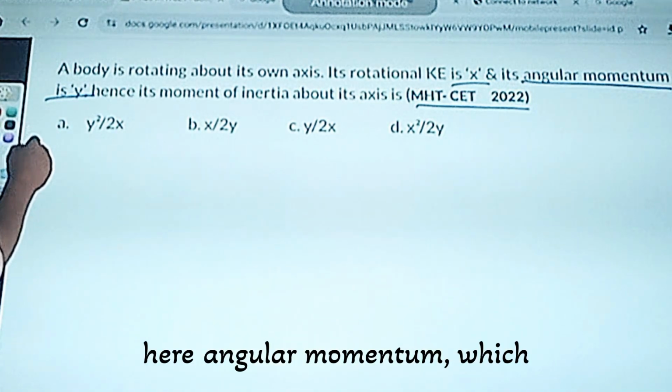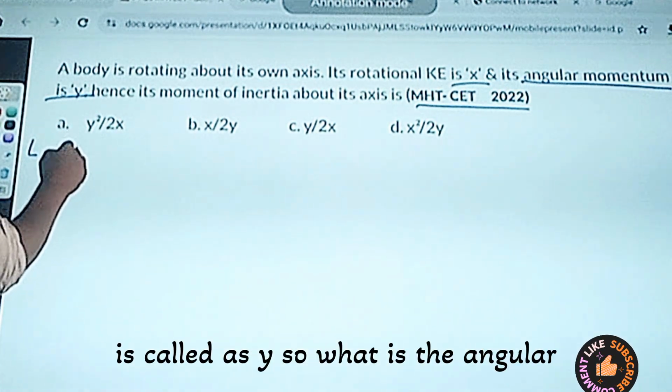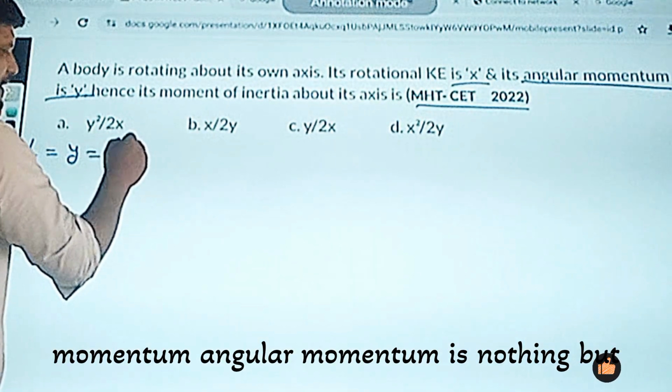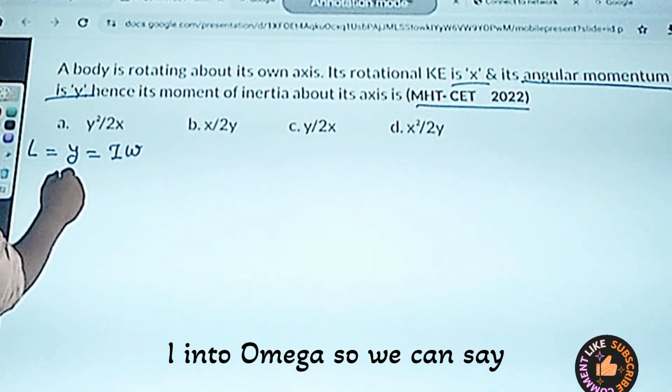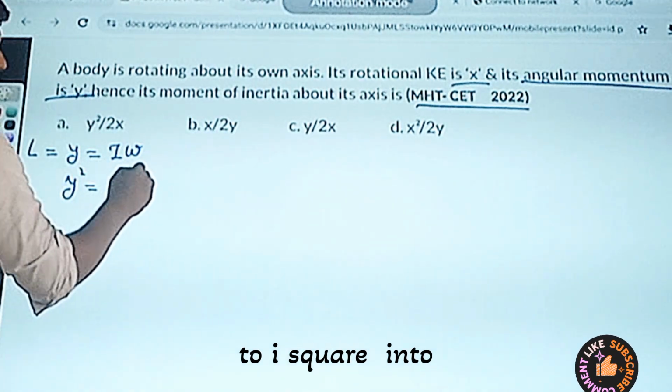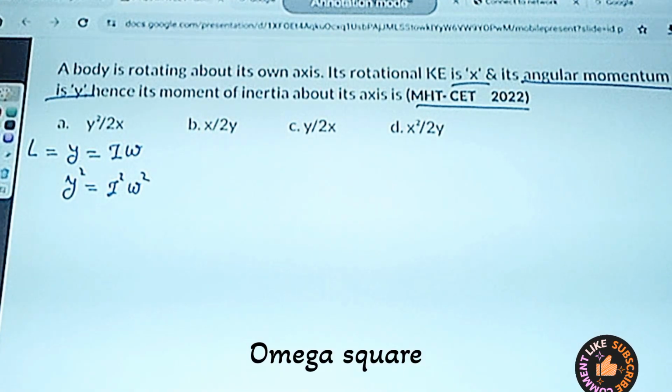So what is given here? Here angular momentum, which is called y. So what is angular momentum? Angular momentum is nothing but I into omega. So we can say that y square is equal to I square into omega square.